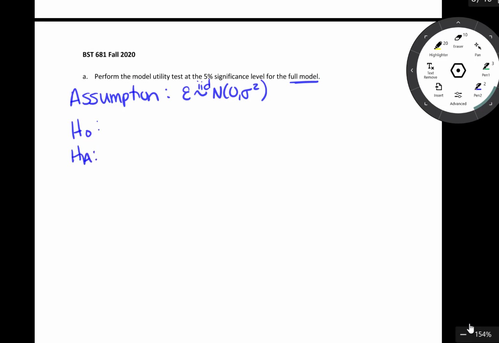So this is the model utility test for the full model. We've actually seen model utility tests in the past, and remember that for the model utility test, what we do under the null is we assume that all of the parameters with the exception of the intercept are equal to 0. And really, when performing inference on any regression model, the model utility test is the very first step, because it just says whether or not your model is actually useful. It doesn't say what parts of your model are useful, it just says the model itself is useful. And again, we've seen this hypothesis test several times now.